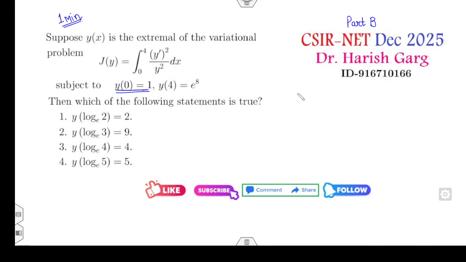Once you get the solution y is equal to e raised to power 2x, substitute in the first option. So e raised to power 2 log of 2 becomes 4. The first option is cancelled. Second is 3 raised to power 2, that is 9, satisfied. 4 raised to power 2, 16, is not satisfied. 5 raised to power 2 is not satisfied. So the correct answer is B.